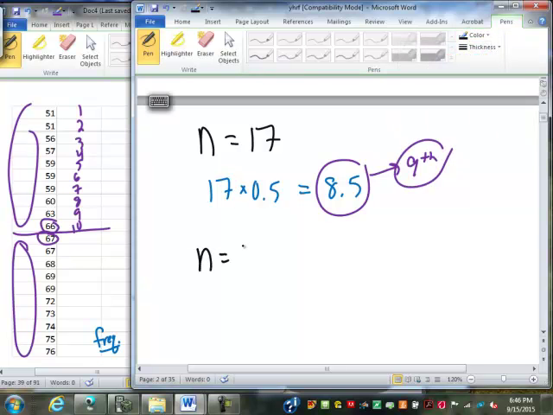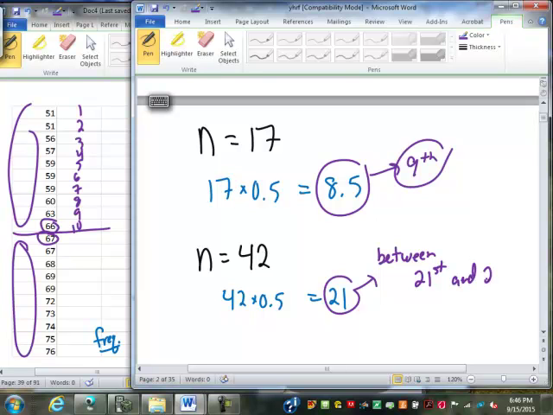If n equals 42, we'll take n of 42 times 0.5, which gives us 21. What position is that going to indicate? Since that is an integer with no fraction or decimal, it is between the 21st and the 22nd.